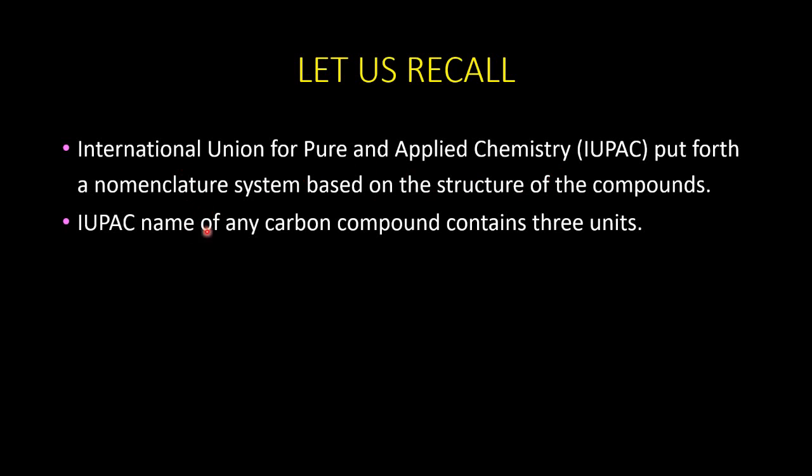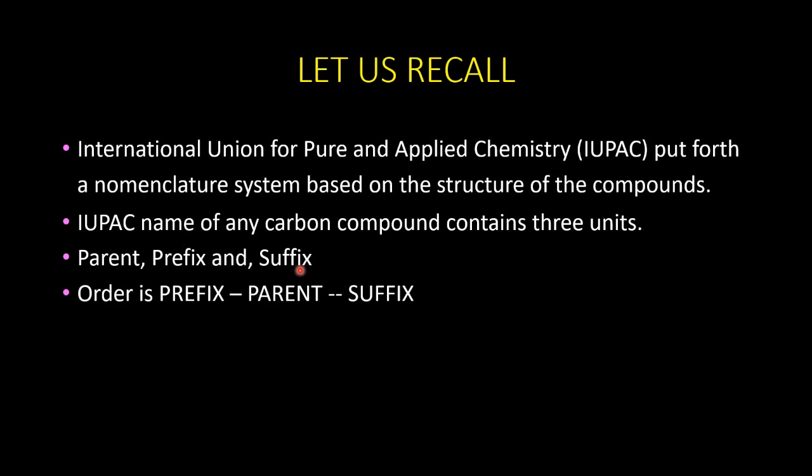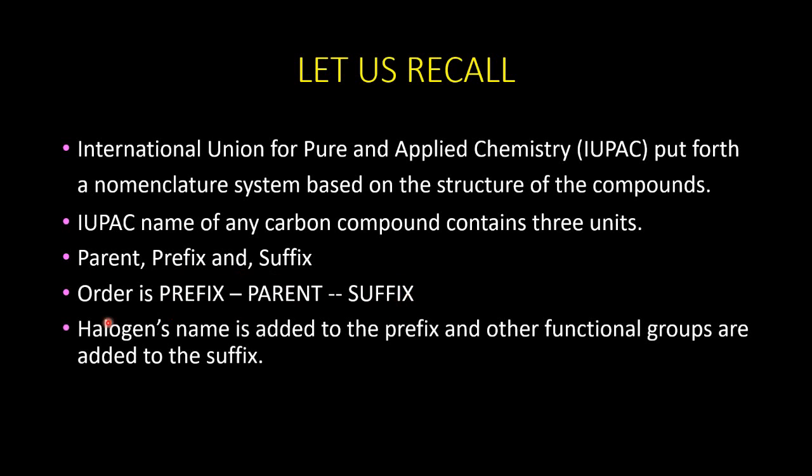The IUPAC name of any carbon compound contains three units, that is parent, prefix and suffix. The order in which it is written is prefix first, then the parent name, and then comes the suffix. A halogen's name is added to the prefix and other functional groups are added to the suffix.